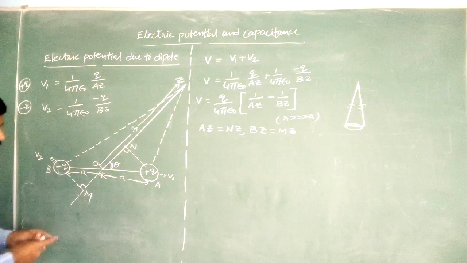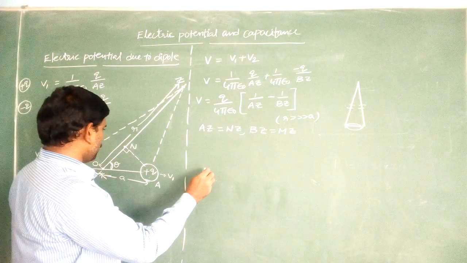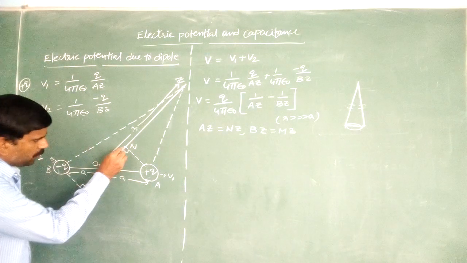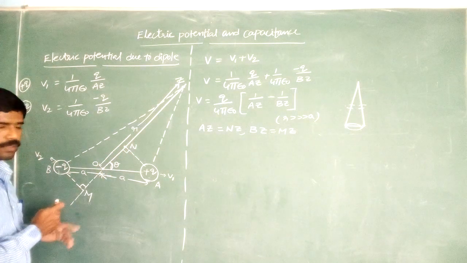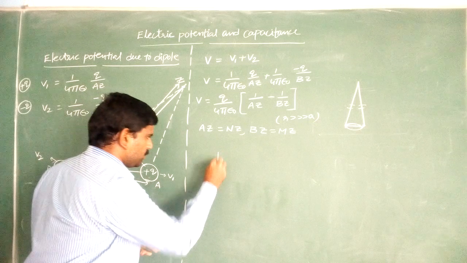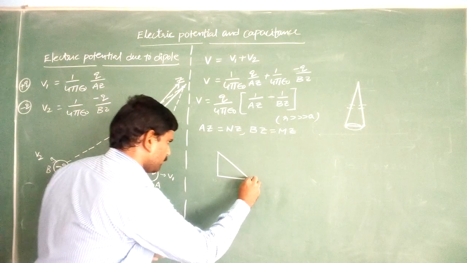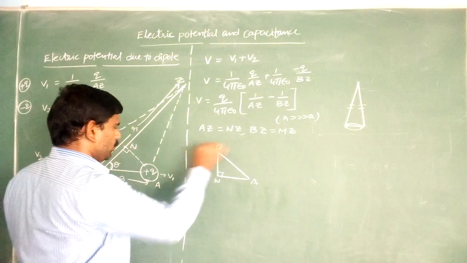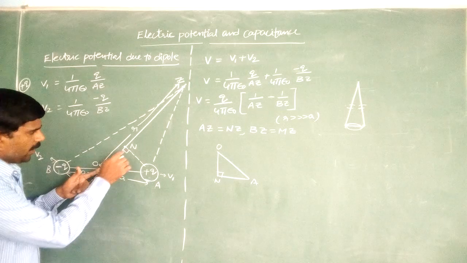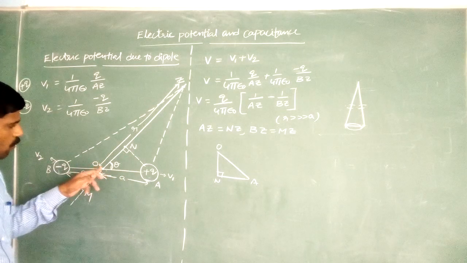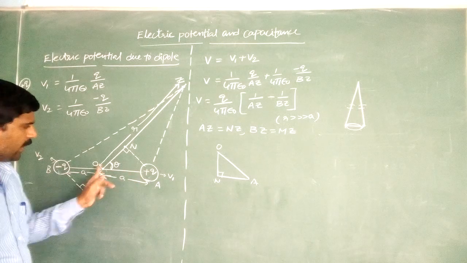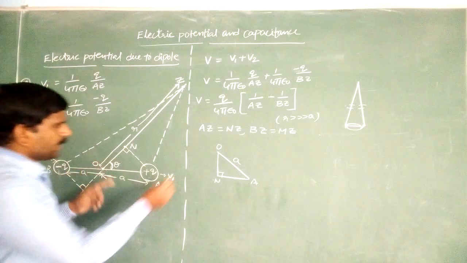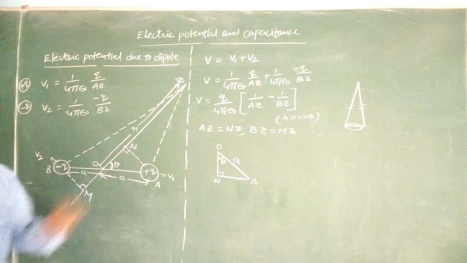So observe this triangle, this one is the triangle ONA. We want to find out ON is equal to how much? First observe this triangle. This is N, this is A and O. We want to find AN, ON. OA is given, that is equal to A. Here the angle is equal to theta.